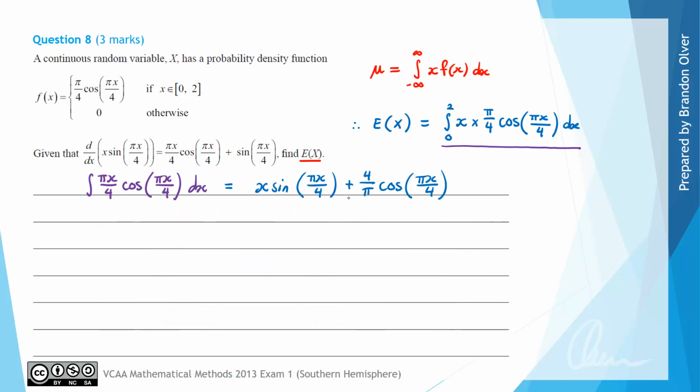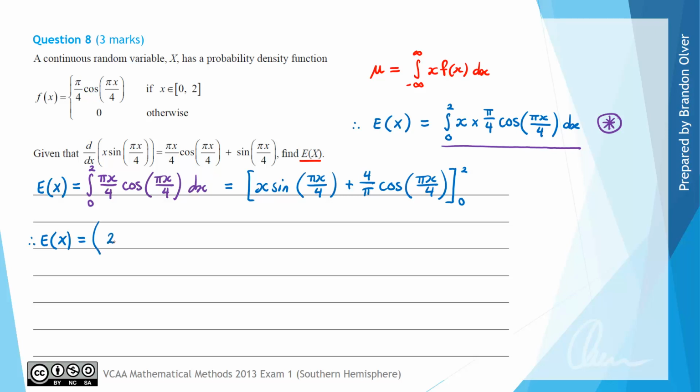Now on this slide I've just kept our final result that we just found. So we can say that the expected value of x is equal to the integral between 0 and 2 of pi x over 4 times cos of pi x over 4 dx. That is what we discussed at the start of the question. To evaluate that, we're going to use the antiderivative evaluated between 0 and 2. So our expected value of x is going to equal, and we're going to substitute the upper terminal of 2 into the antiderivative first.